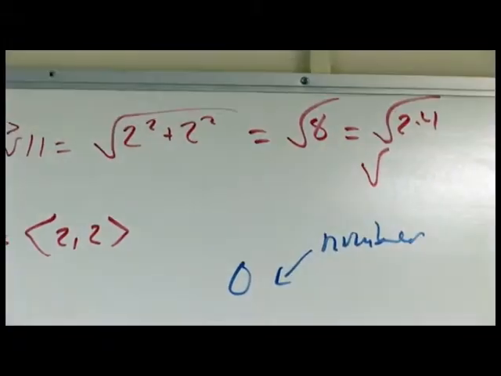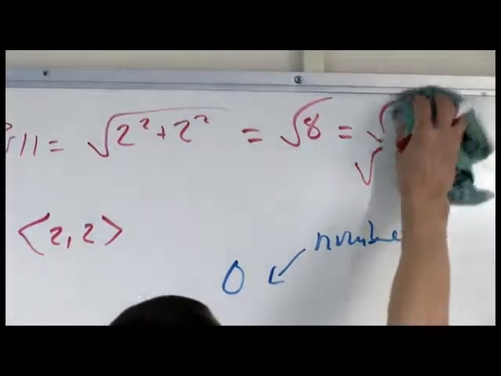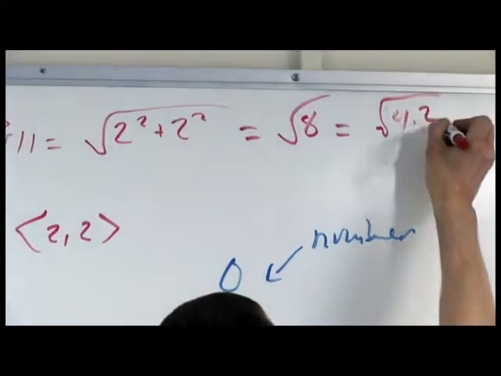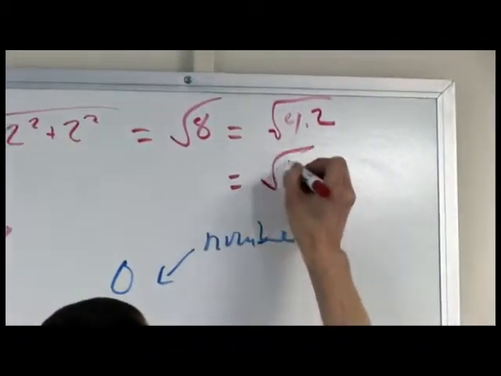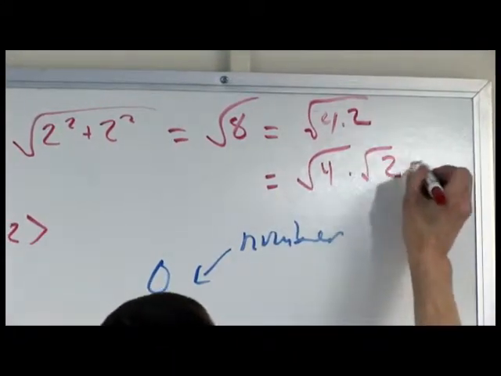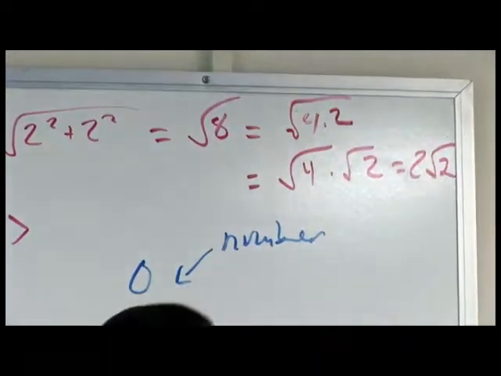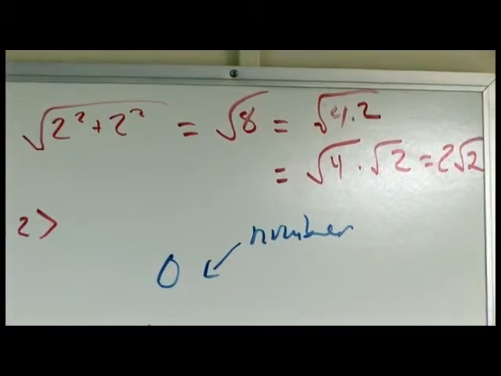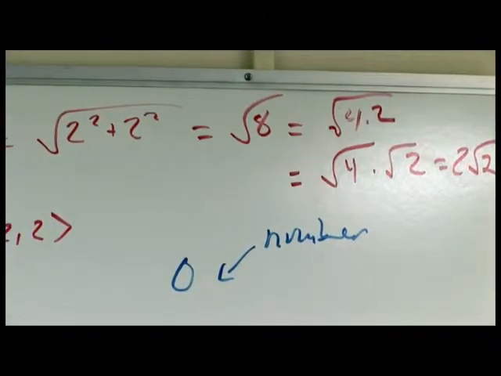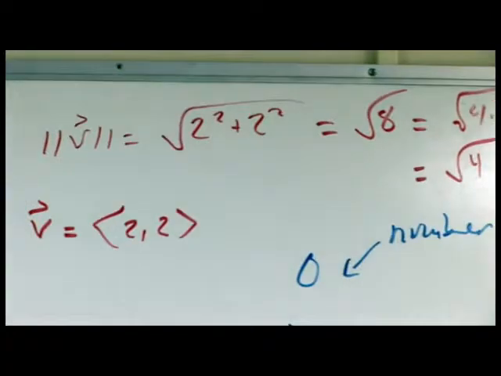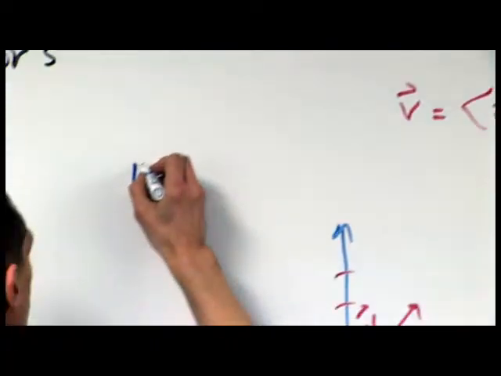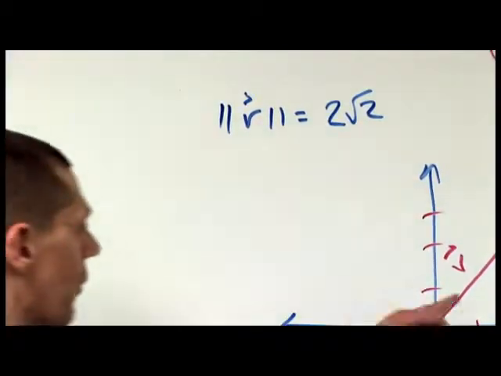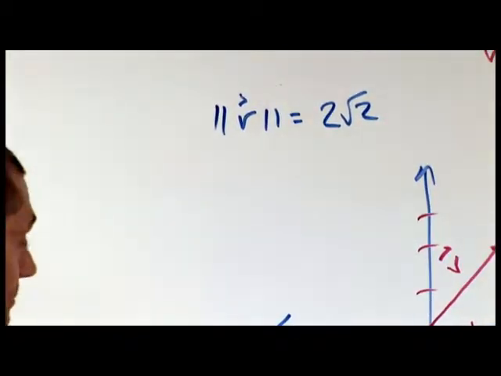Actually, I'll confuse somebody if I do this. Let me change this. This is the square root of 4 times 2, which is the square root of 4 times the square root of 2. This is 2 times the square root of 2. I was just going to immediately say this is 2 times the square root of 2 because I'm used to thinking of the square root of 8 that way. Some of you aren't. So the norm of this vector is 2 times the square root of 2, which is, of course, just the length right here.